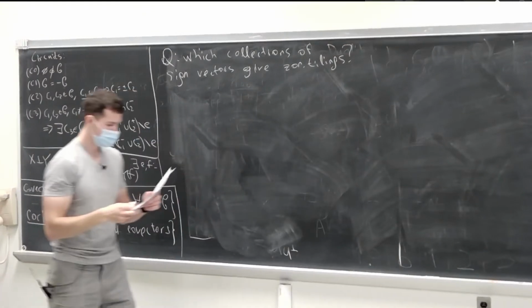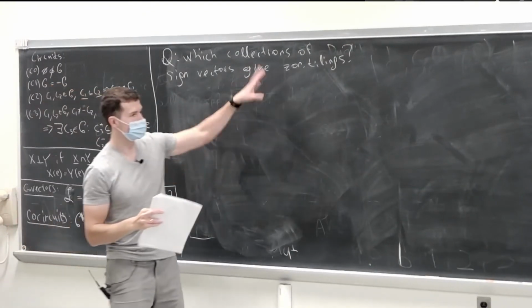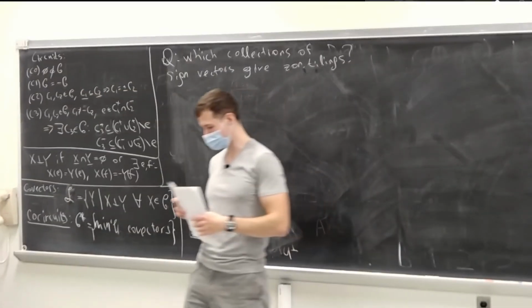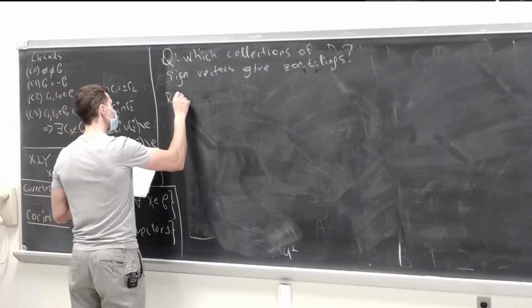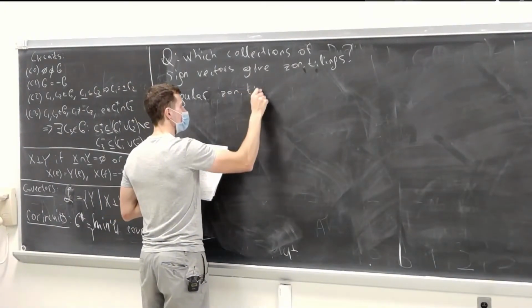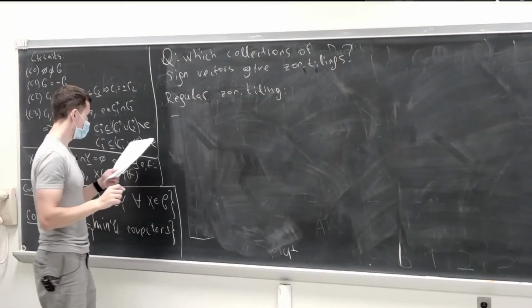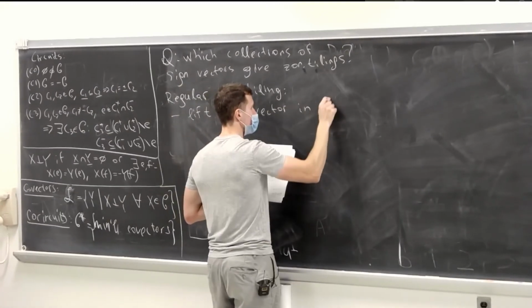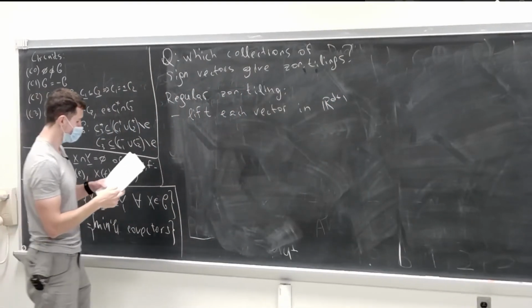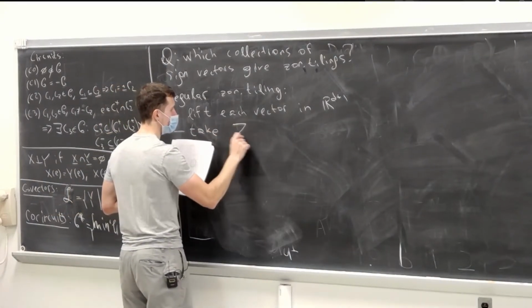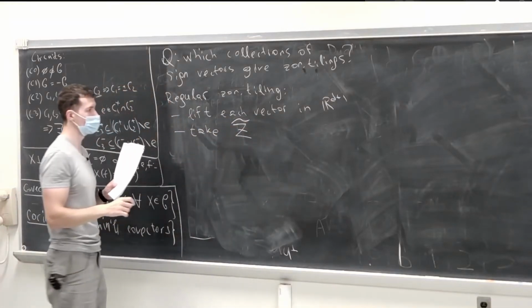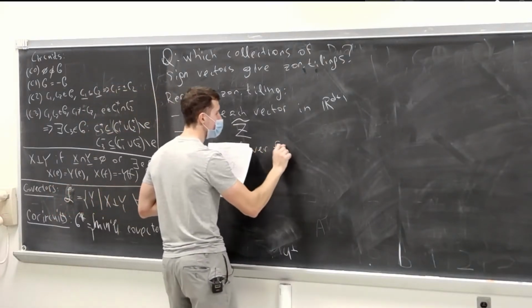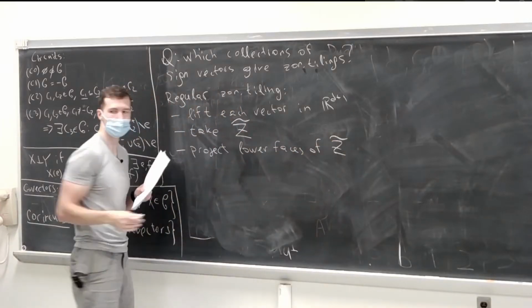Question. I'm not expecting you to guess this one, but let's first motivate: what happens if I'm interested only in regular zonotopal tilings? For a regular zonotopal tiling, what you do is lift each vector to R^(d+1), one dimension up. Then you take the corresponding zonotope of these (d+1)-dimensional vectors. And finally, you project the lower faces of this lifted zonotope back to my original zonotope.